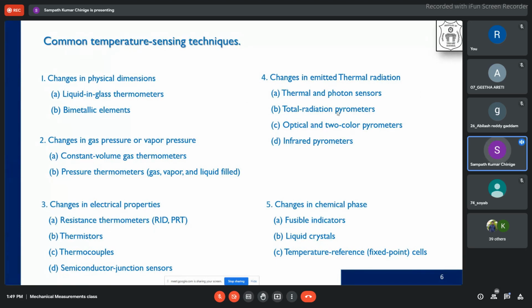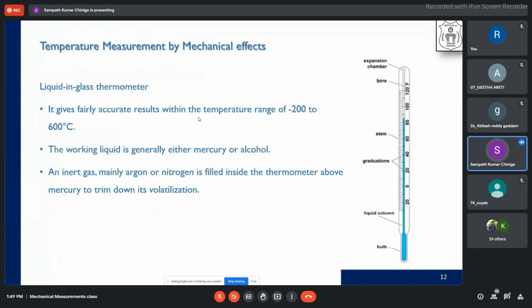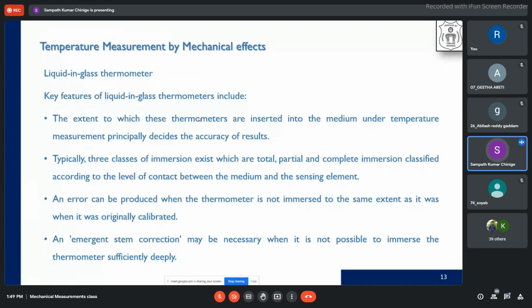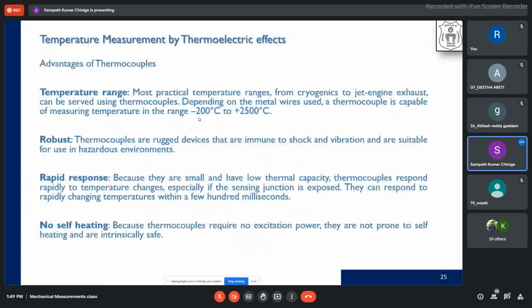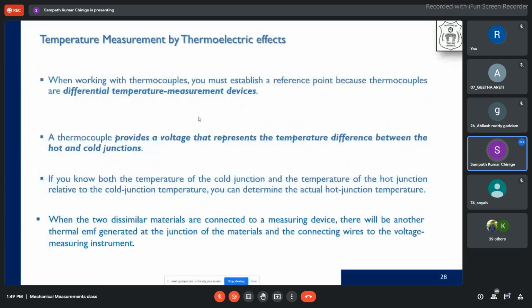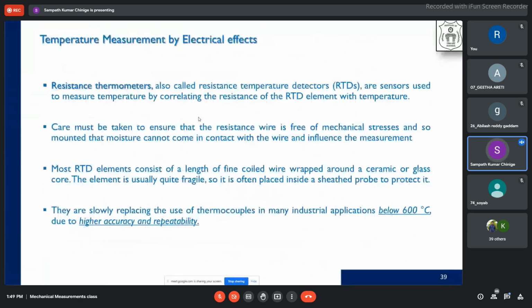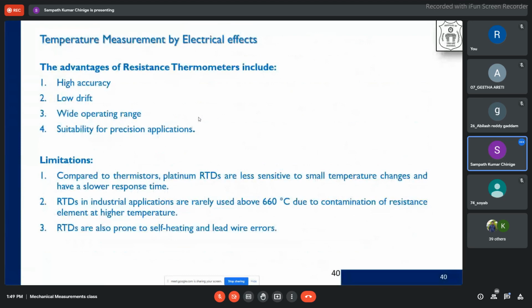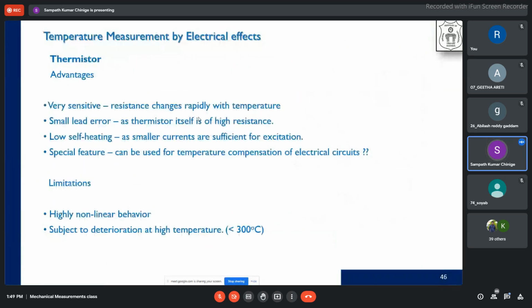But before going to the principle involving the emitted radiation for measuring temperatures, we should know a little background about radiation. You might have studied some of the radiation principles in your first year in basic mechanical engineering. I believe you might have gone through them.